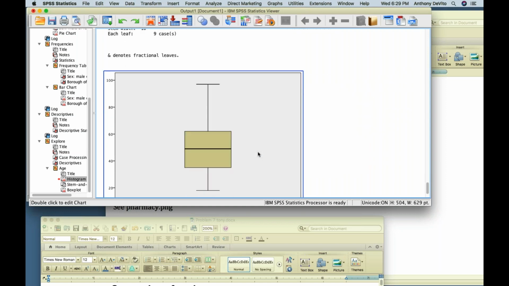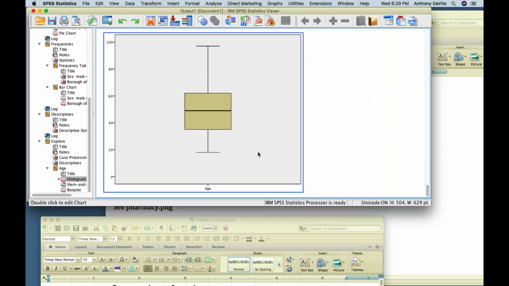Okay, so finally it produces a box plot for us. Let's go over what this box plot tells us. First of all, these things are called feathers. The thin lines at the top and the bottom are feathers. The bottom feather represents the youngest person in this group, the lowest value, which was 18. And the top feather represents the oldest value, which was 97.